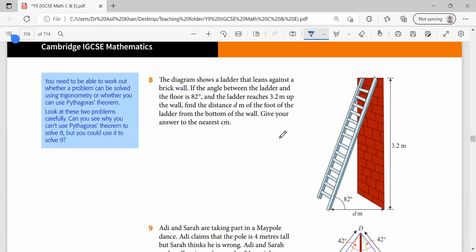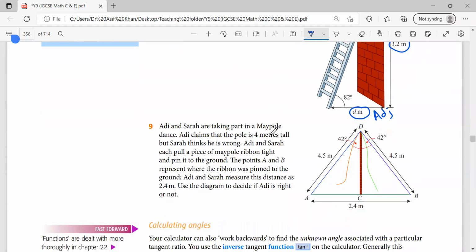Here also you can see this ladder is resting against the wall. This side is 3.2. The distance from the feet of the ladder to the wall is D. You have to find this one. In this case, this side is opposite, this side is adjacent. Again, you have to apply tangent theta.